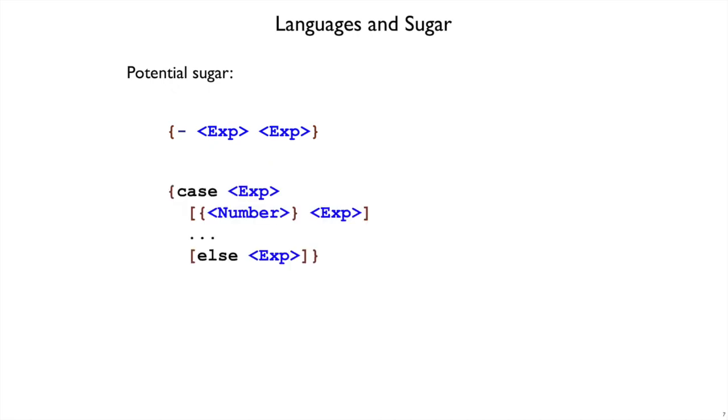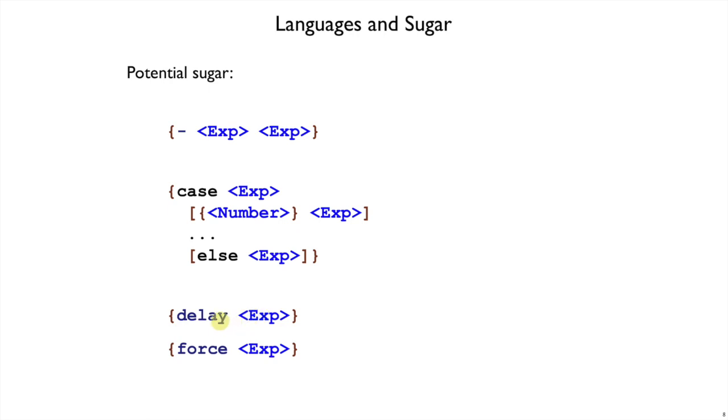Another possibility is that we might want a case form. We saw case when we were compiling our interpreter down to a simple variant of Plait. But case evaluates this expression, finds the matching number, and then evaluates the corresponding expression. Clearly, case cannot be a function because it has this dispatch and expressions that can't be arguments because they're not all evaluated.